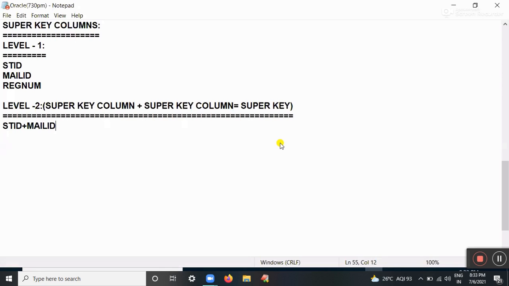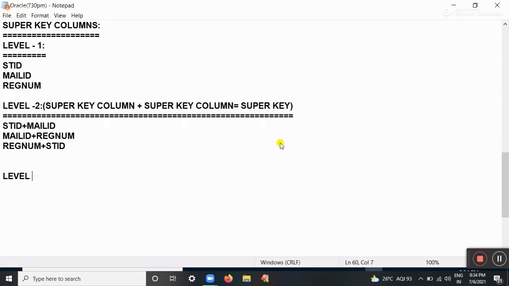Can I say, now, super key column plus super key column? Yes, we can say super key. Like now, mail ID plus registration number. Can I say super key columns? Yes. Now, registration number plus student ID. Can I say super key columns? Okay, right. This is level 2.